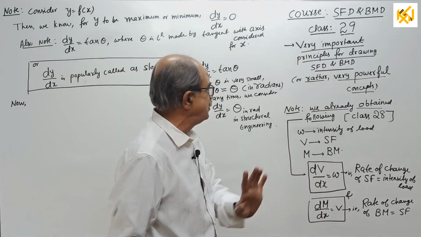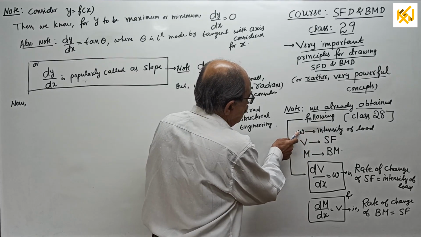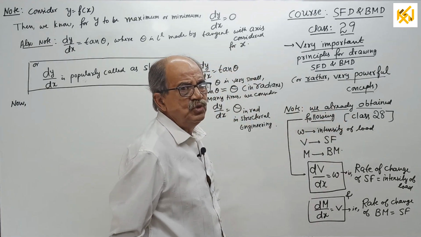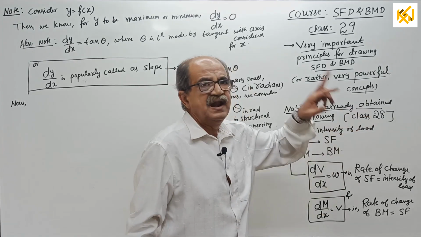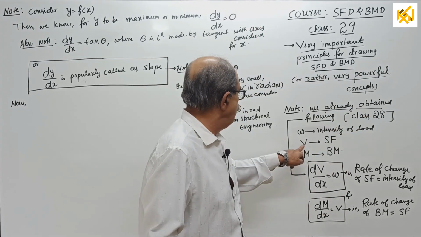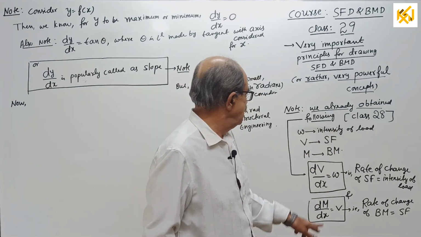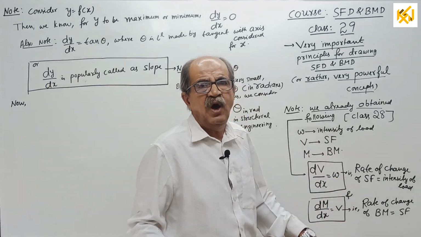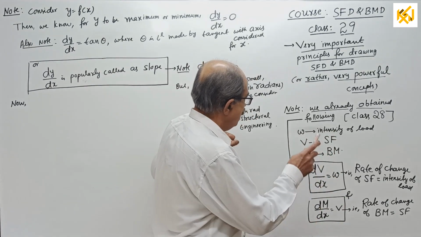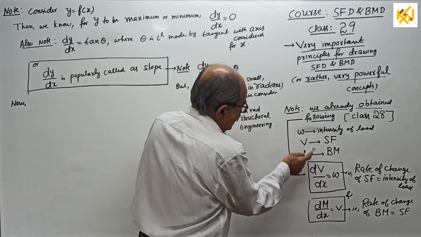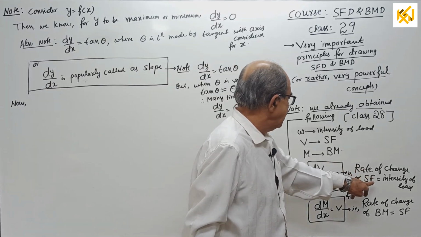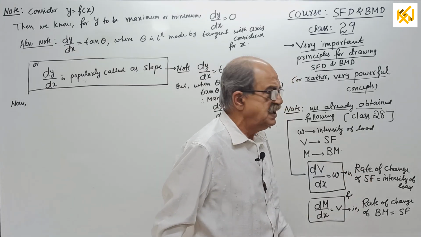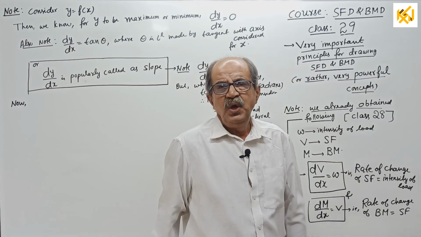Now I am going to make a note. See, w is the intensity of load. Nobody should ask, sir, what is intensity of load? I already told it earlier. Then V is the shear force. M is the bending moment. Where all it will come. Now we already got, see, dV by dx is w. That means rate of change of shear force is intensity of load.